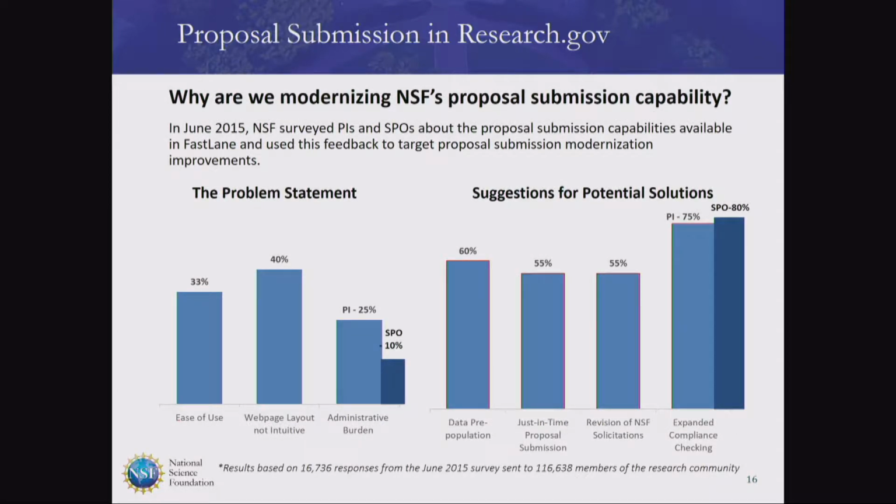So why did we pick some of the improvements? Well, we had a survey go out in 2015, and as a heads up, there's going to be another survey around some research.gov stuff that goes out next year, probably. If you want to be involved in that, we'll have some info at the end of the slides. In 2015, we went out to the community and we had over 16,000 responses to this survey. And the number one thing for PIs and administrators was to expand the compliance checking. So we really took that to heart.